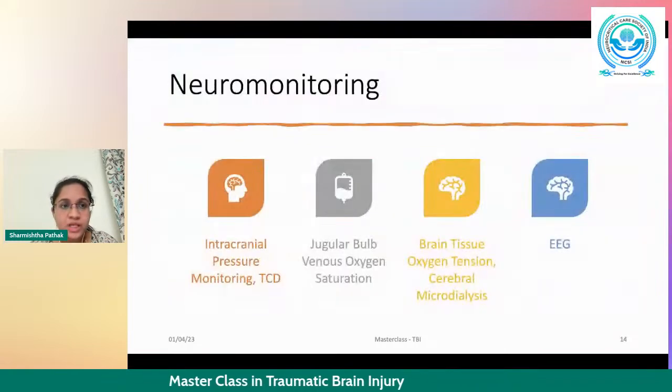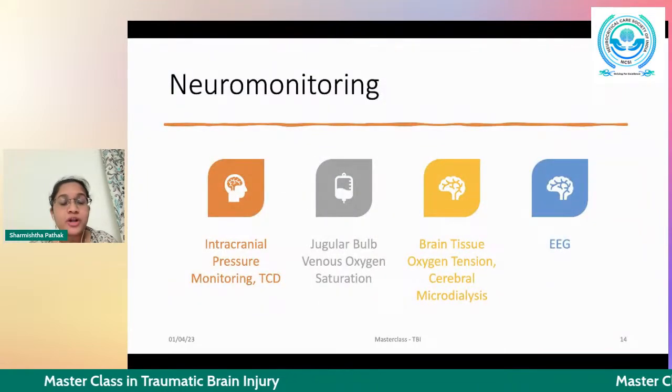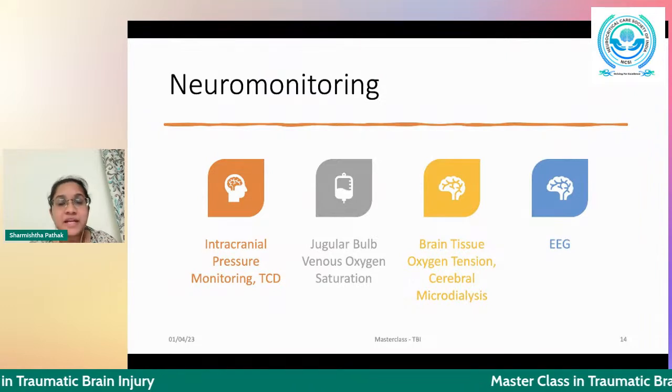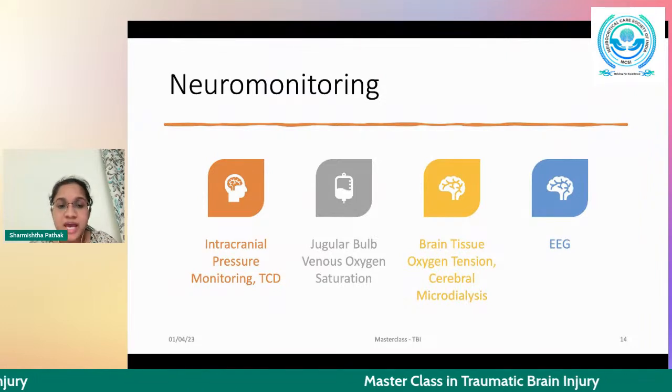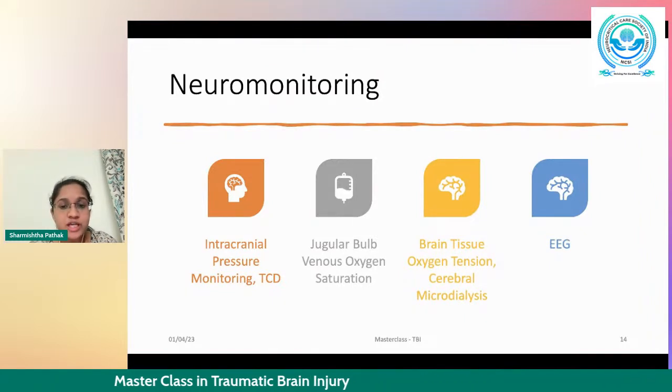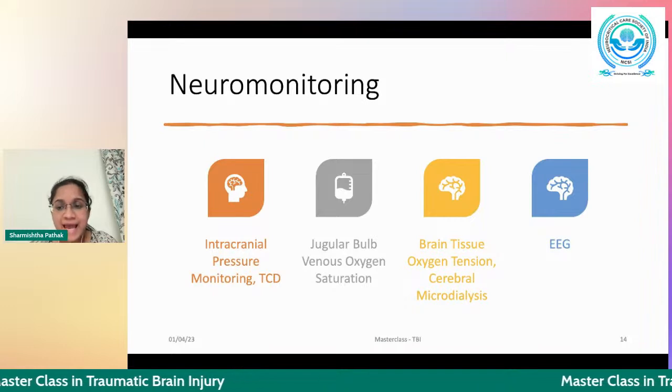gases. For neuro monitoring, we should be monitoring the intracranial pressure, Transcranial Doppler can be used for TBI patients, jugular bulb venous oxygen saturation, brain tissue oxygen tension, cerebral microdialysis, and EEG.